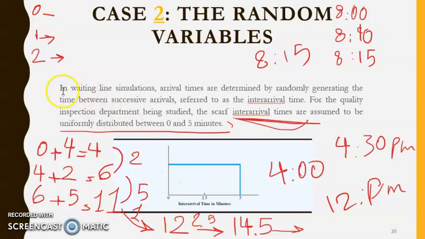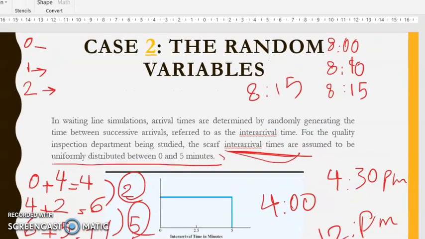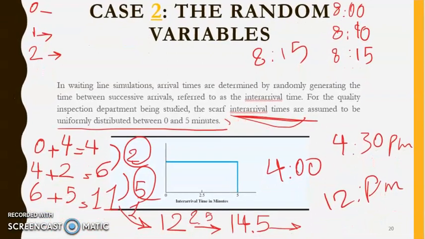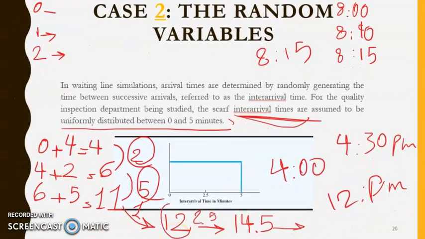As you can see, it says in waiting line simulations, no matter if it is customers, scarves, or cars, arrival times are determined by randomly generating the time between successive arrivals. So we generate these numbers randomly. Let me circle them so you can see them. We generate 2, we generate 5, we generate 12, oh, sorry, we generate 2.5.